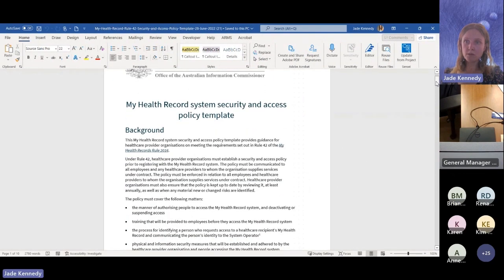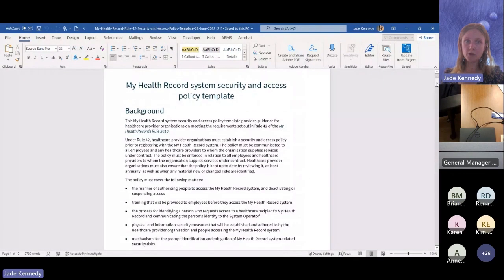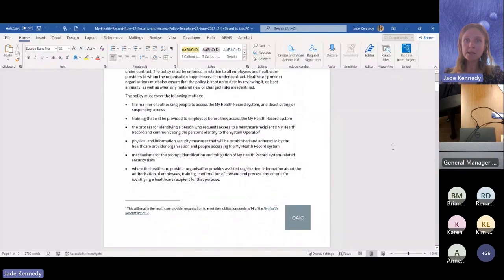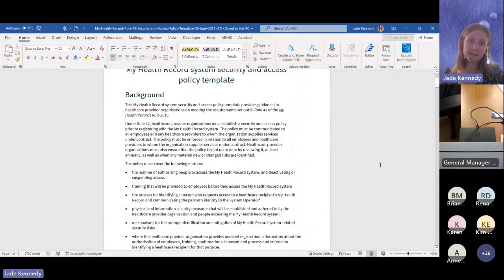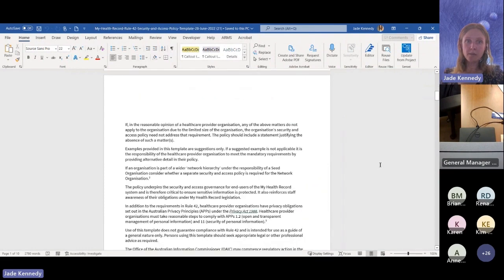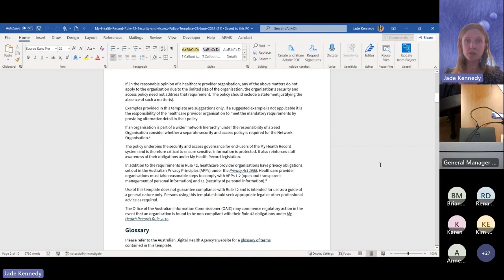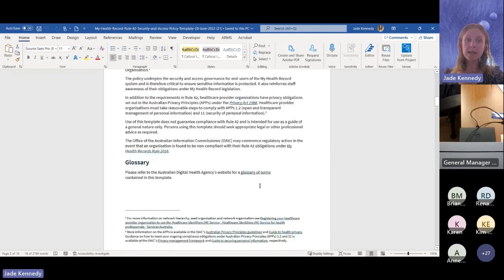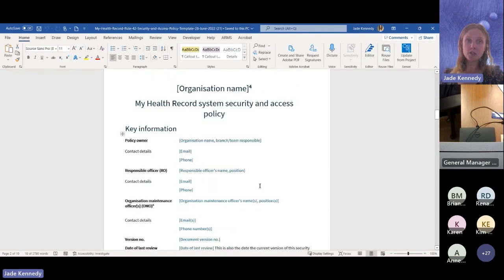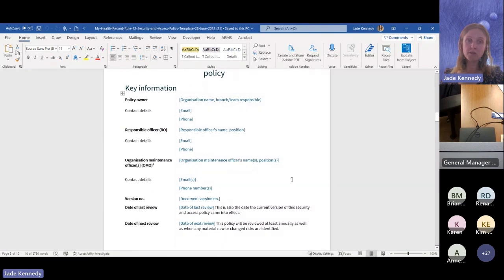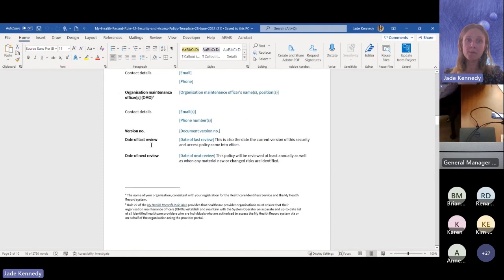Perfect. So I'll just take you through very quickly so that you can see what the policy looks like. This was released last year. So at the beginning, there's a fairly comprehensive overview of requirements and things like that. A few of the things I've just mentioned, for example, not covering a particular topic, is spelled out at the beginning. Then there's a section on key information to be filled out, for example, the responsible officer and the OMO details, things like the date of last review and date of next review.